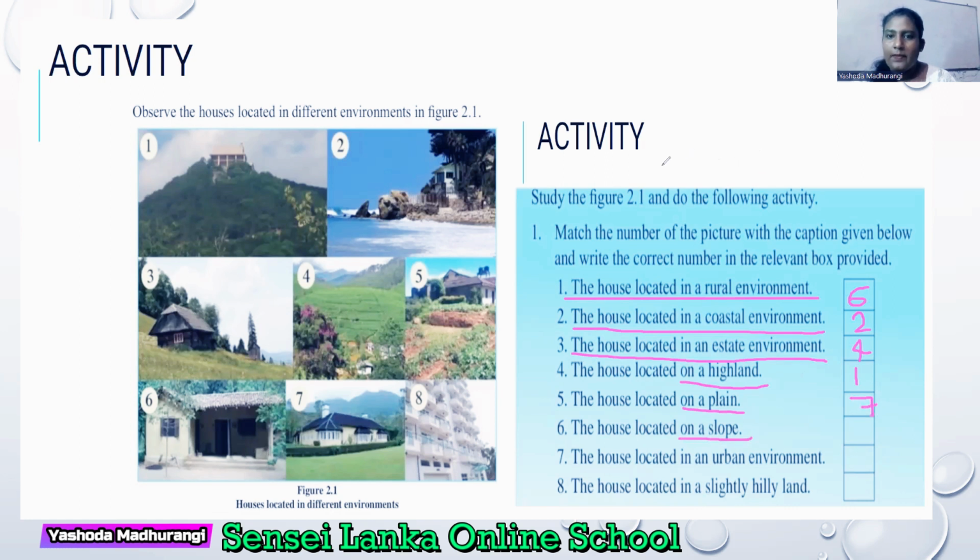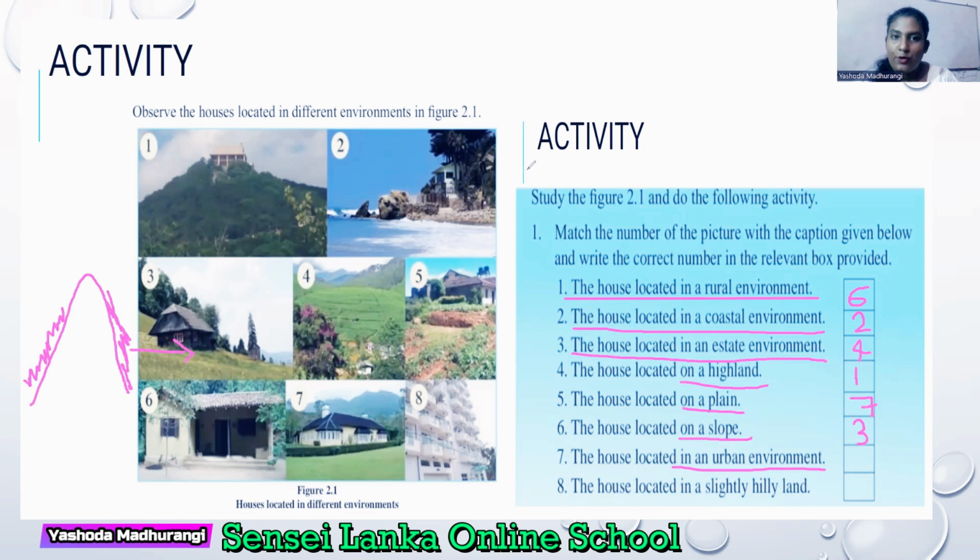House located on a slope. What is a slope? So look at my screen. I am drawing a mountain here. This is the slope. This is the slope. And then on the other side also there is a slope. So what is the suitable picture? Picture number 3.